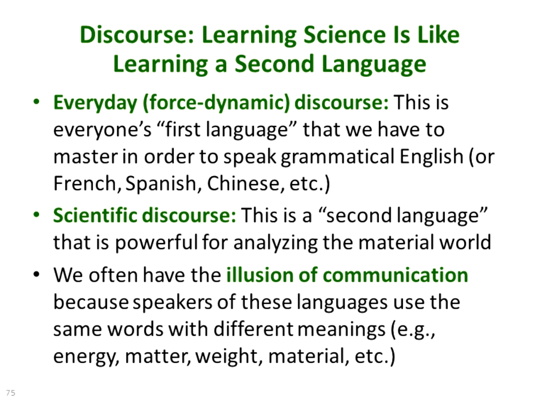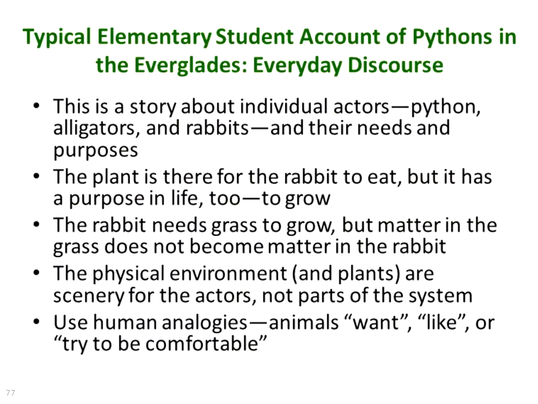So learning science, in some ways, is like learning a second language, except for one big difference, that oftentimes science and the second language are using the same words in different ways. So these words like energy and matter and weight and material and so forth are words that are used both in science and in everyday discourse with different meanings. And sorting out the meanings that kids have compared to the meanings that adults have or scientists have is one of the core problems that we have to think about as we work on developing learning progressions.